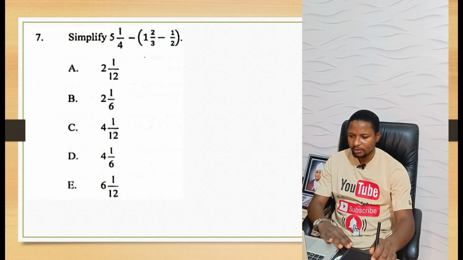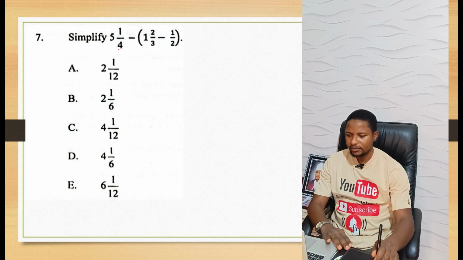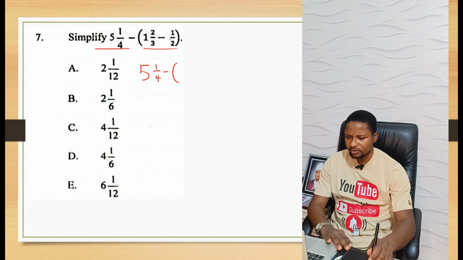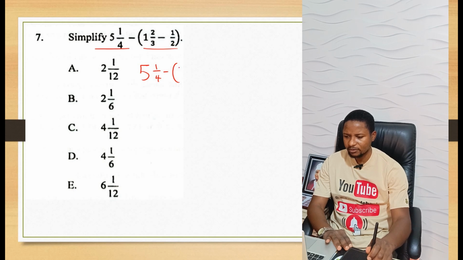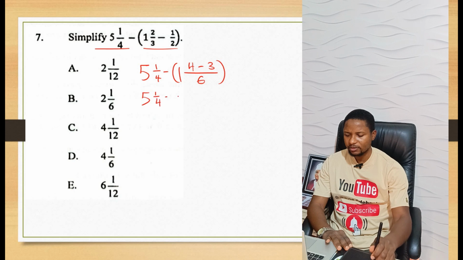BODMAS, like I said, when you have more than one sign, so we have a bracket. So we'll keep repeating this until we're done with what is in the bracket. So here we have 5, 1 over 4 minus open bracket. In the bracket, there is no whole number in the second fraction. So you say I have 1 whole, LCM of 3 and 2 is 6. 6 divided by 3, you have 2 times 2, you have 4 minus 6 divided by 2, 3 times 1, that's 3. Still repeat 5, 1 over 4 until you're done with the bracket.